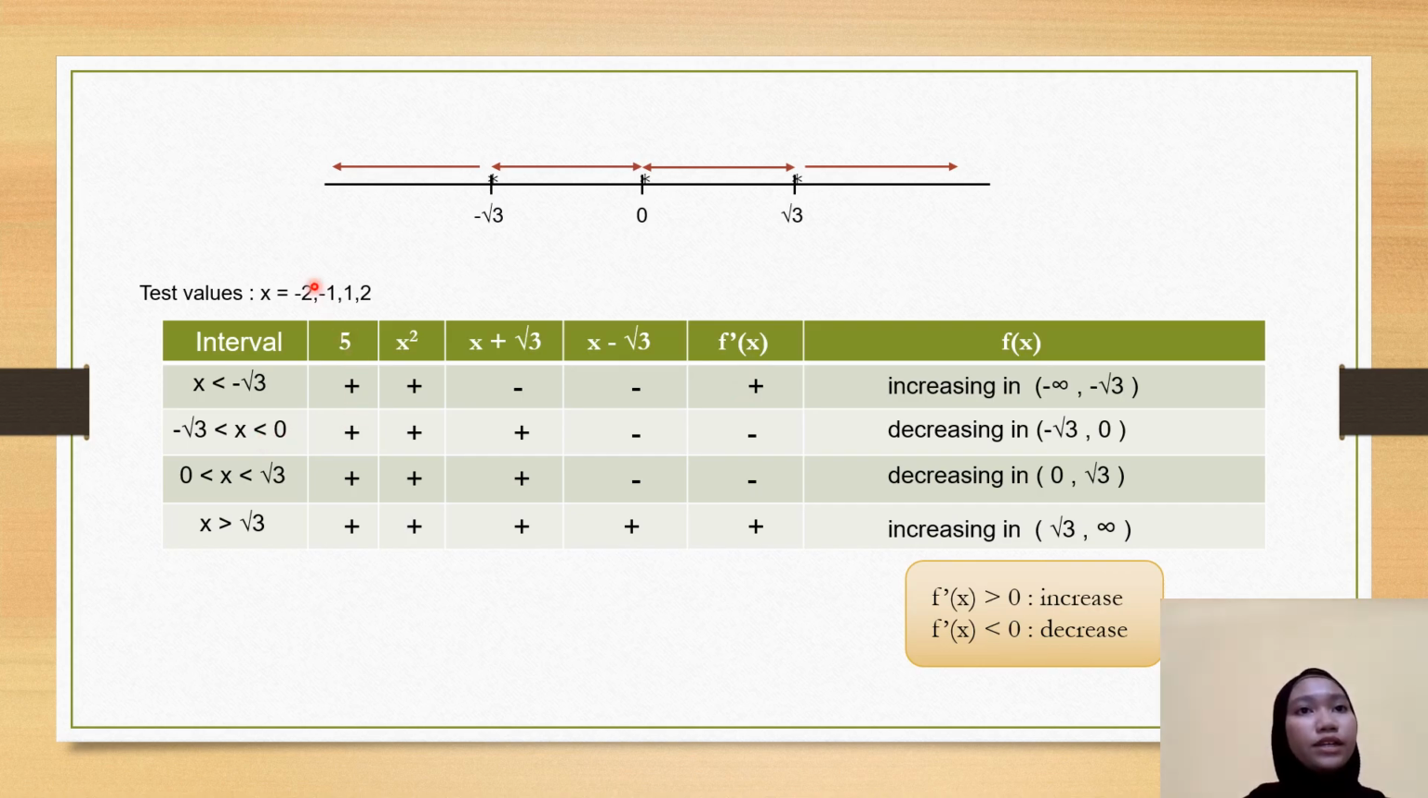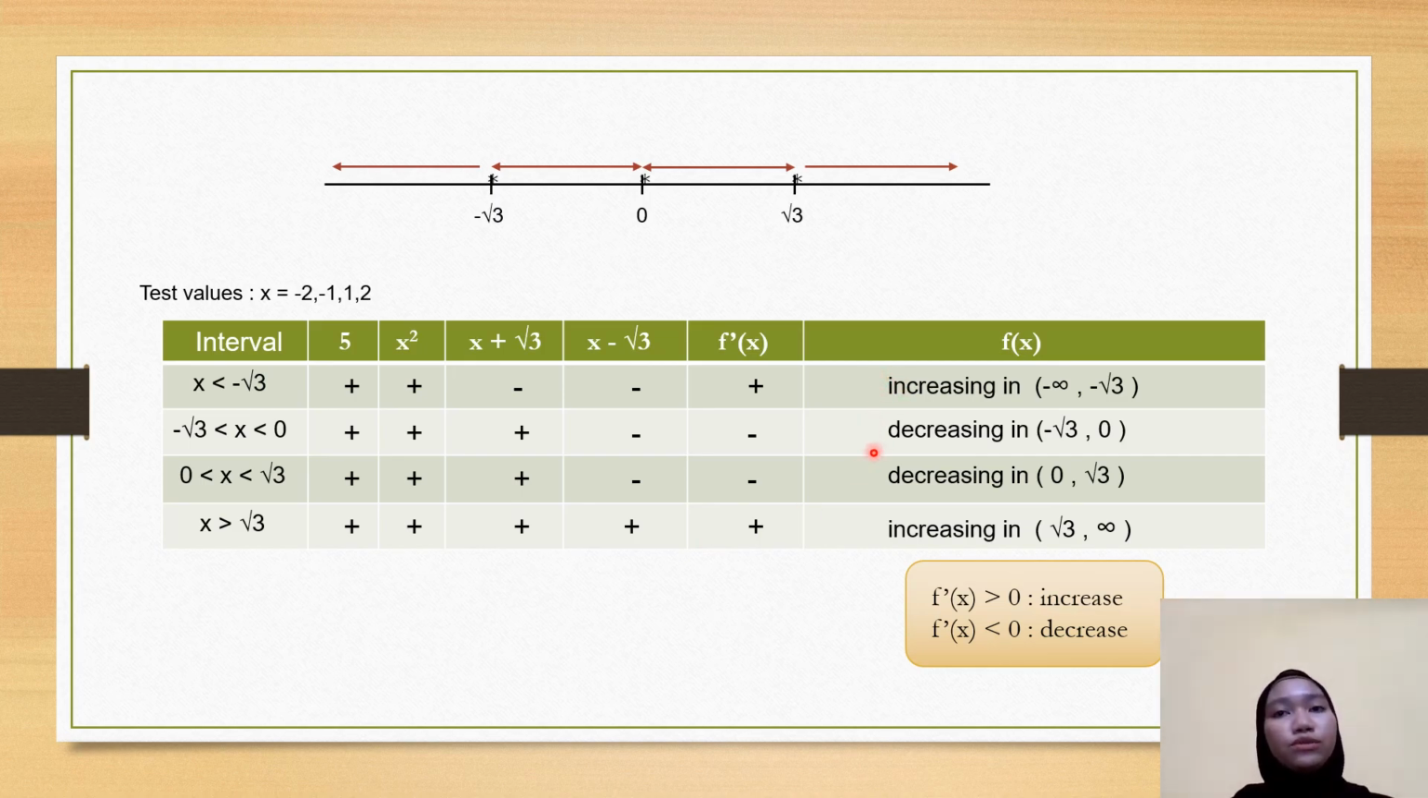For the second column, I use the test value negative 1. For the first factor, it will be the same, positive. When we substitute negative 1, here we got positive, positive, negative, and for the last one, f'(x) equals negative. For the third column, I use the test value 1. When we substitute, we got positive, positive, positive, negative, and for f'(x), we got negative. And the last column, for x greater than root 3, when I substitute x equals 2, we got positive, positive, positive, positive, and for f'(x), we got positive.